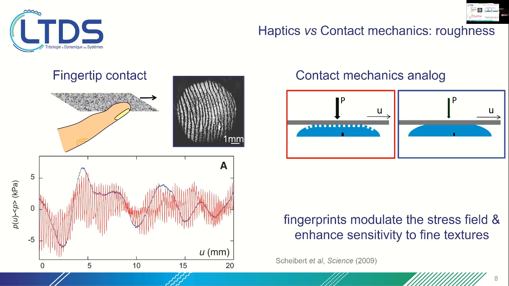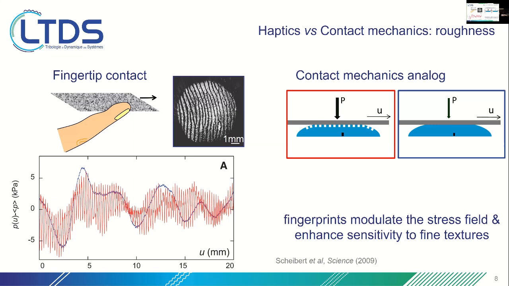When you take a fingertip contact, there is roughness on both sides. There is a roughness on your sample, which is a texture that you would like to sense when you rub your finger on it. But on the finger itself, there is also a structure, which is fingerprints, and which divides the contacts into parallel bands with a rather well-defined period.